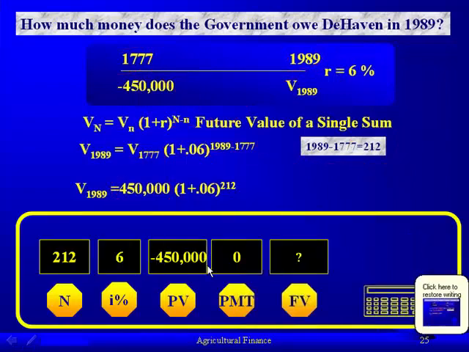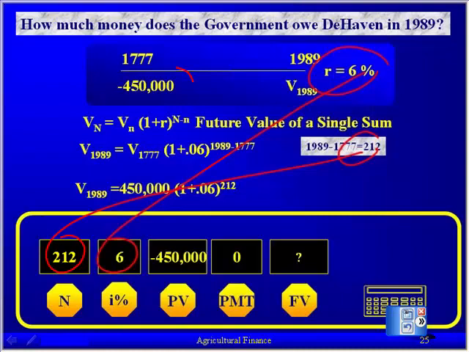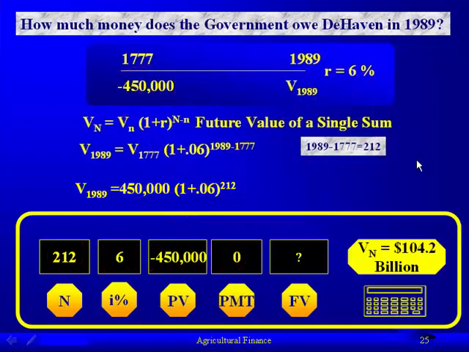Now let's use our calculator. Okay, the number of periods is 212. The interest rate is 6%. The present value is $450,000. Zero out the payment, and we're going to compute the future value. And we plug it into our calculator, and it comes out to be $104 billion.